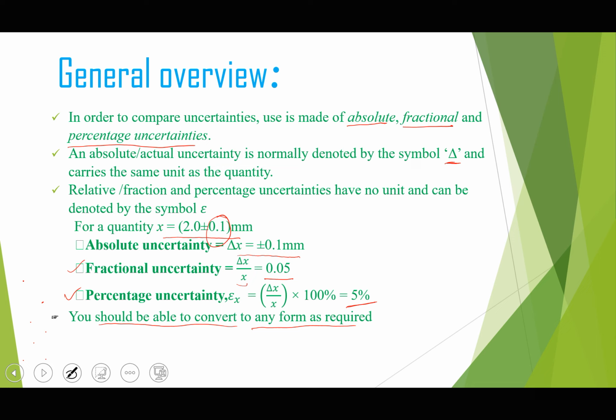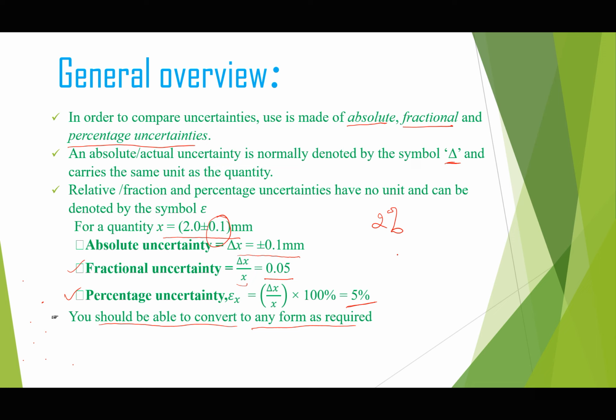So if we are given, for example, percentage uncertainty in a measurement as say 2%, then it means I could be able to take it back to actually the absolute uncertainty.